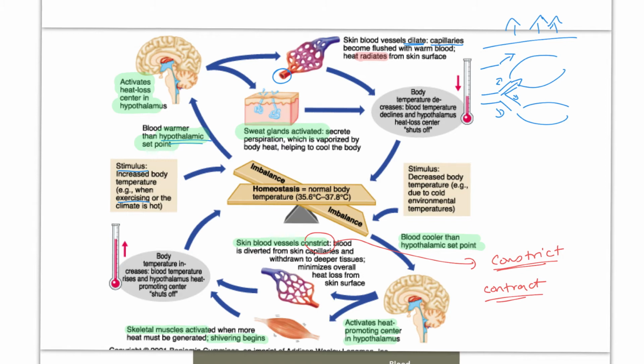So blood is now diverted away from skin capillaries and goes into capillary beds that are closer down to the core of your body. Less blood goes towards your skin, and this minimizes radiation of heat away from your body, and so this raises your body temperature back up to the optimum. So you've got this image on the handout, but I want you to take a minute to have a look at it, check that you're happy with all of it.